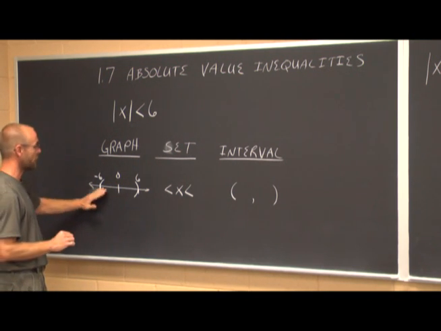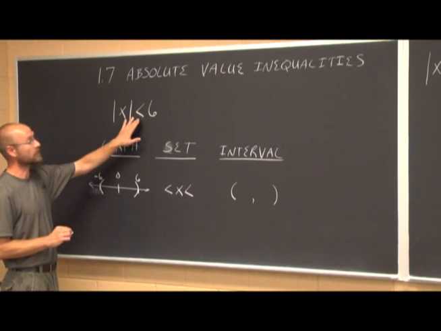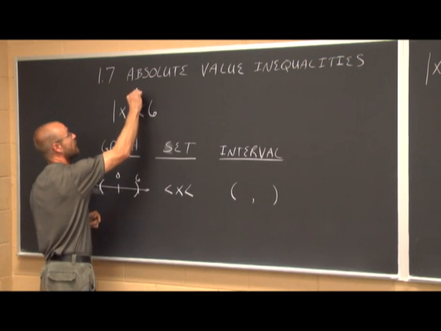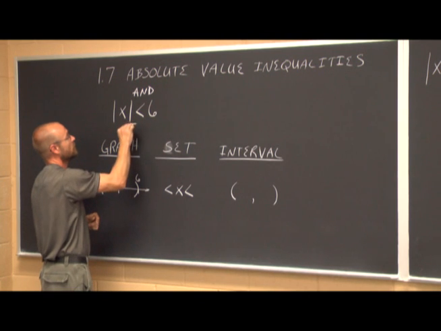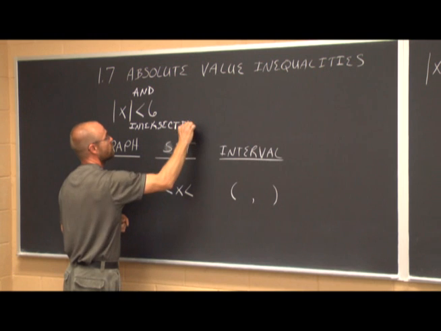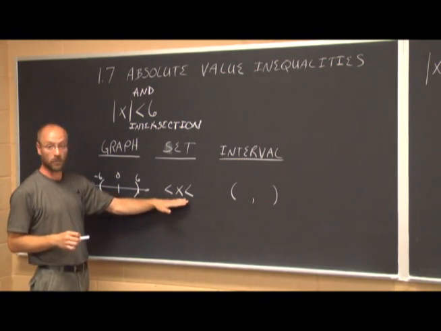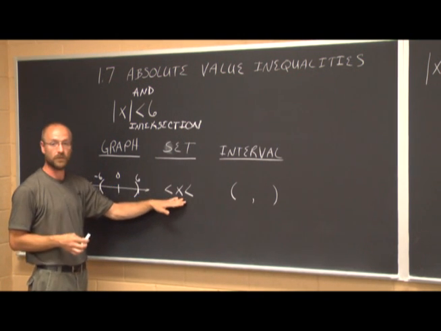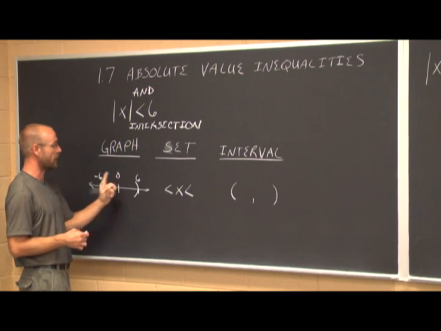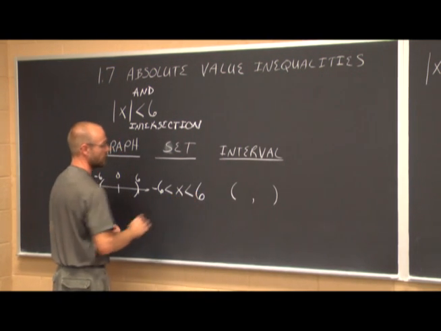And if we recall, this looks just like an intersection. Less than, when dealing with absolute values, is asking us just that. It's an and statement. It is an intersection. And intersections can be written as a double inequality. So for our set notation, we're going to use a double inequality. And we could just take that from our graph here. We have from negative 6 is less than x is less than 6.